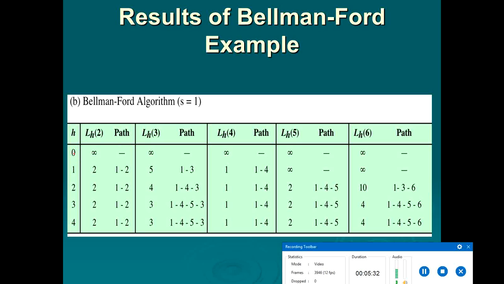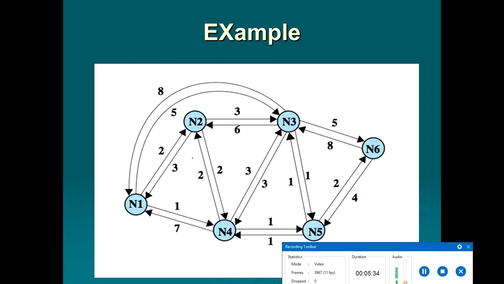So let's go back to the graph. Now hop count is 1, that means we have h equals 1. We have started doing it. At this point, first of all, we start from node 1.